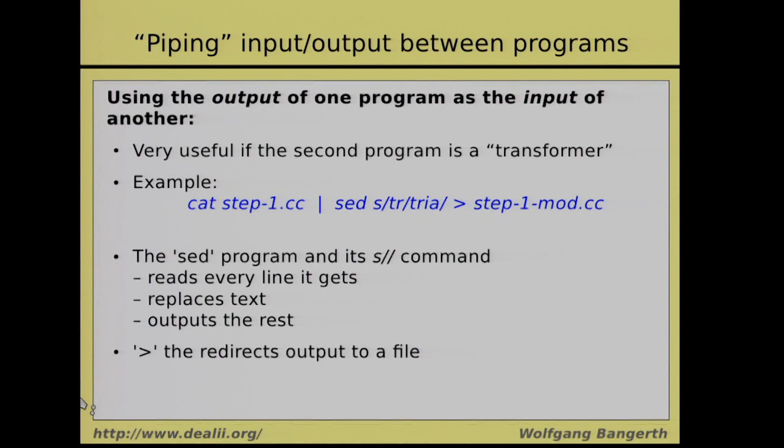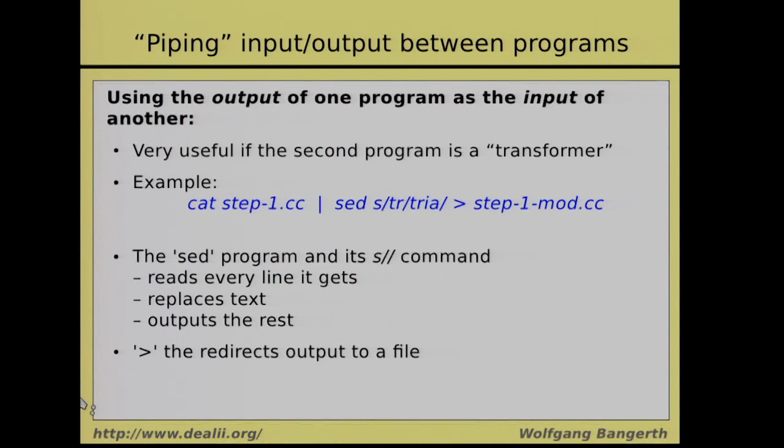So in my command here, I say cat step1.cc, so that's going to output the entire content to the screen, but the output is redirected to sed, which is going to replace every occurrence of the string tr by tria. Okay, so it's a really useful tool if you want to globally replace something.